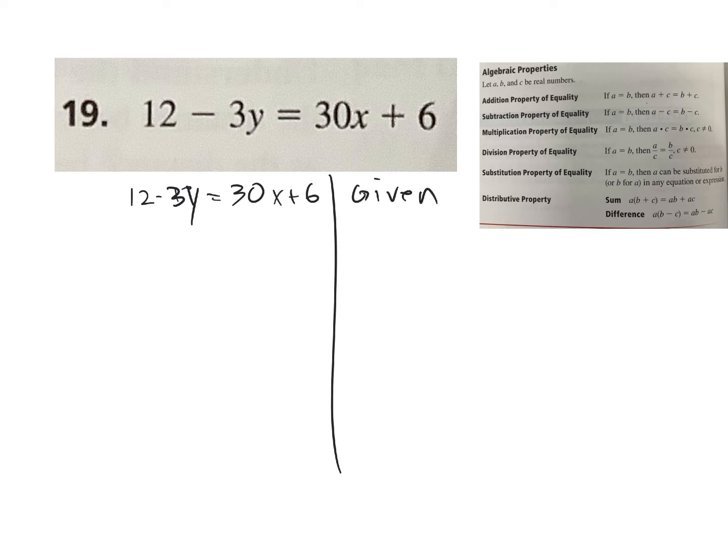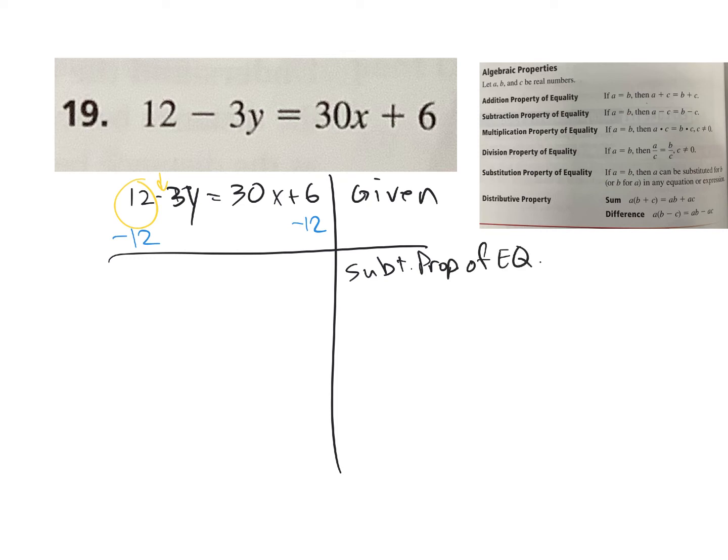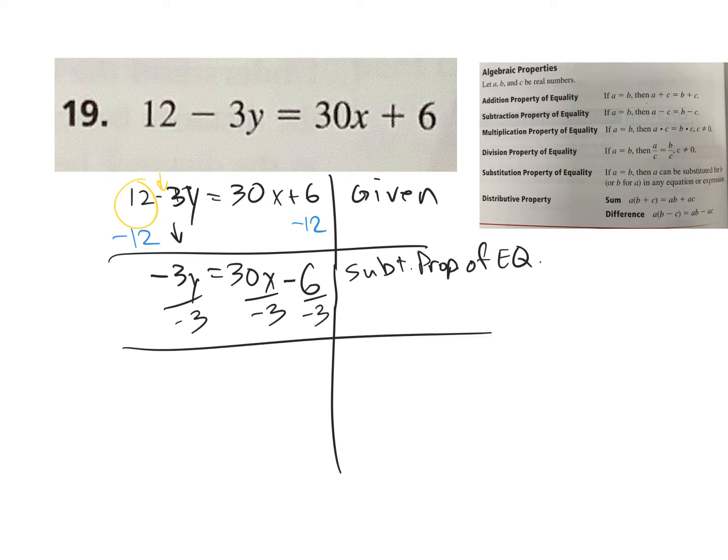And now what are we going to do? We got to get y by itself, so that means we need to remove the 12. That minus sign is on the 3, don't forget it. So we're going to subtract 12 from both sides. And that's the subtraction property of equality. And what do we have? We have negative 3y. Do not drop that negative sign. And we have 30x minus 6, not 8. Minus 6. Okay? And now to get y by itself, we're going to divide by a negative 3 every term.